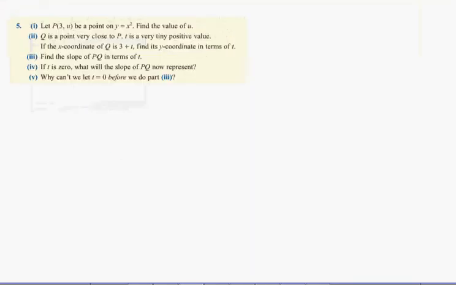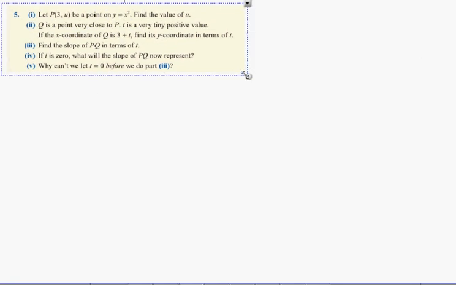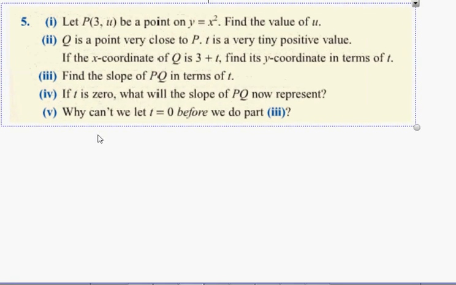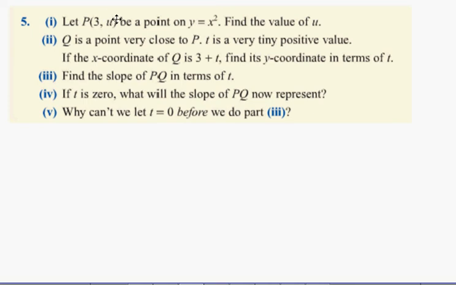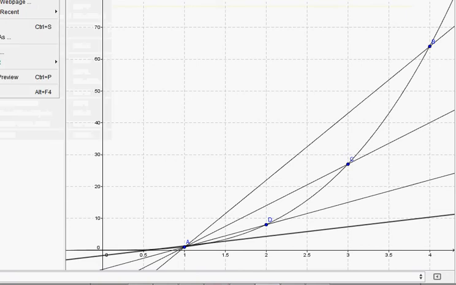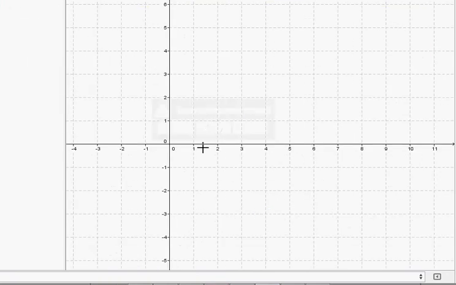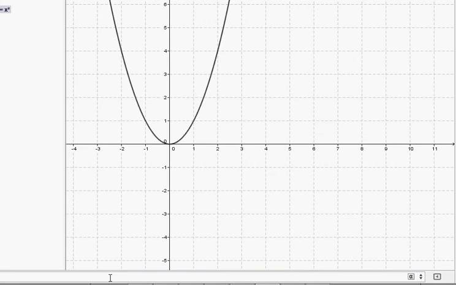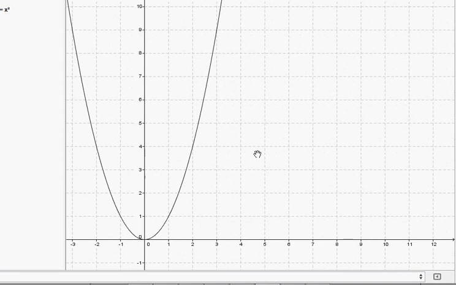Now, this one here is: let P equals (3, 9) and be a point on the line y equals x squared. What I'm going to draw is the function y equals x squared. Now here's y equals x squared, right? And this is it here. Okay? So we can see it's a normal U-shaped graph.